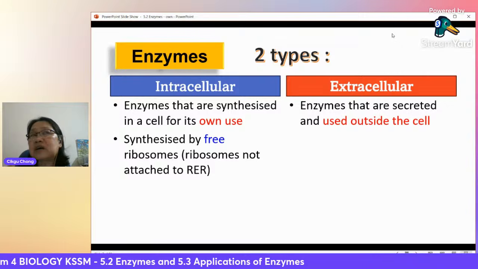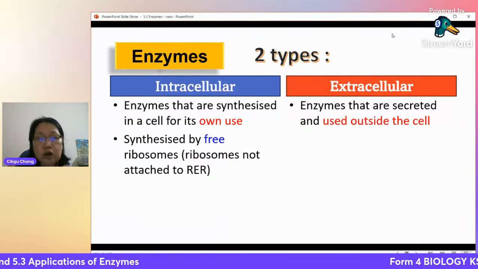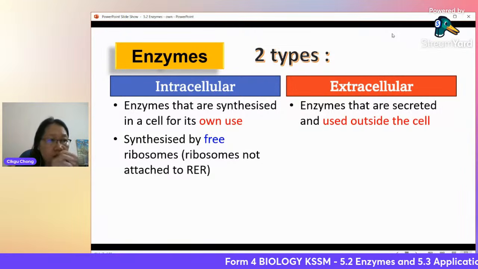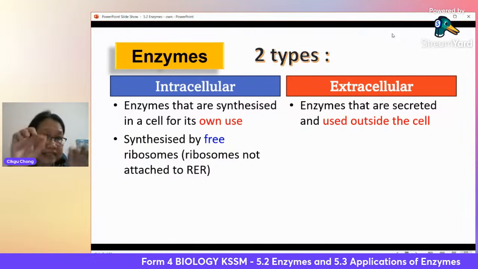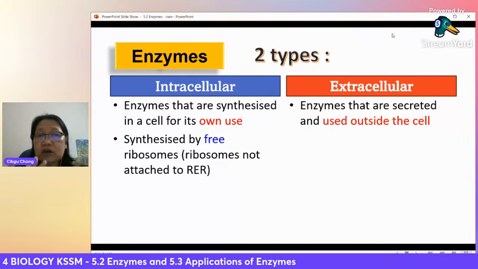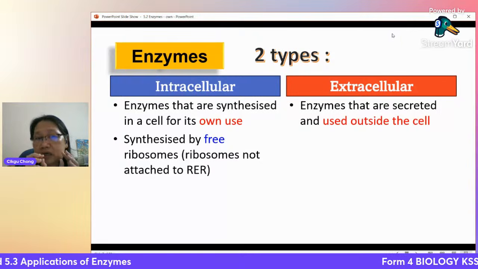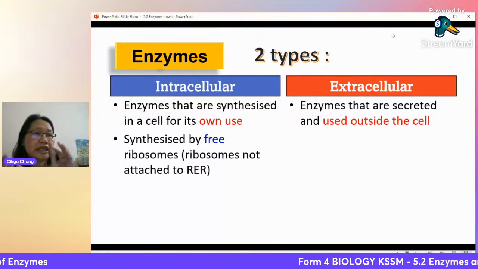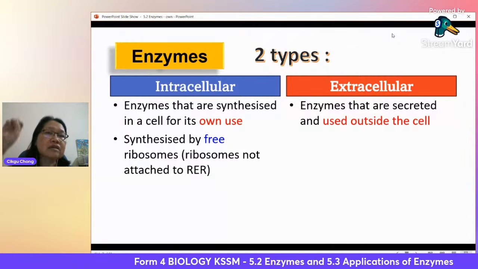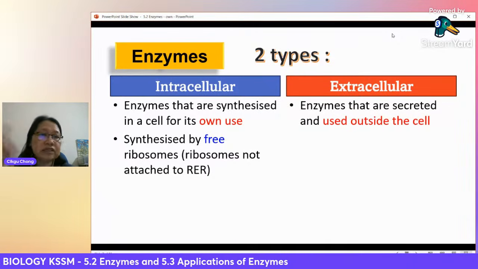You've learned in chapter 2 the structure called RER, which connects to your nucleus, and on it you have a lot of ribosomes stuck onto it. This is not the ribosome that produces intracellular enzyme. The ribosome that produces intracellular enzyme is not on the RER. They are floating in the cytoplasm. That's why you call it free ribosome. They are not attached.